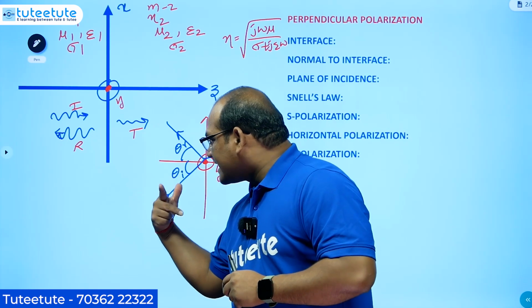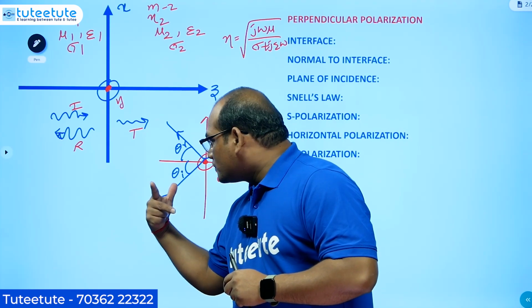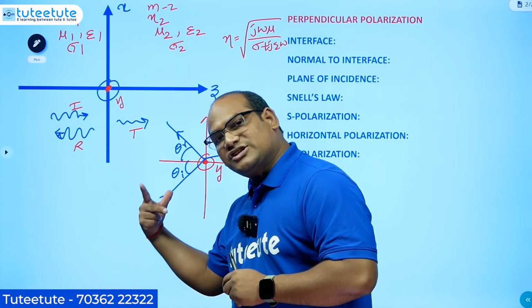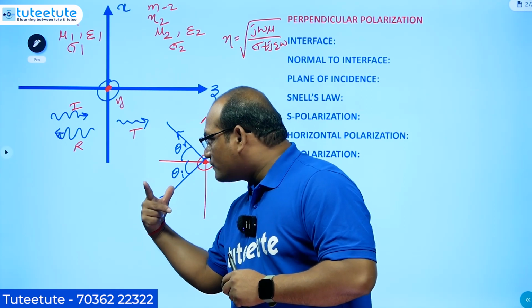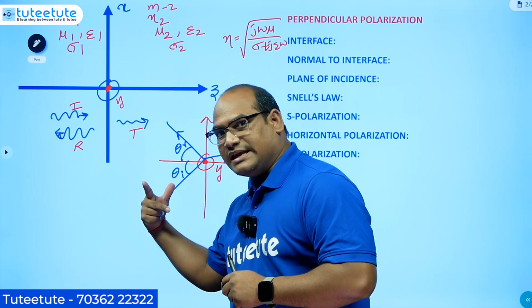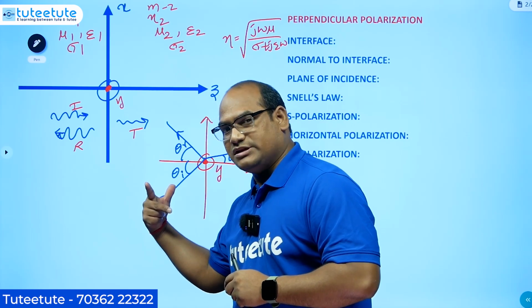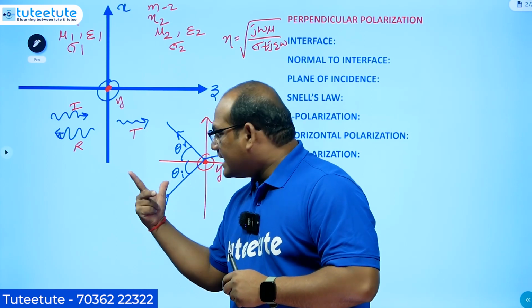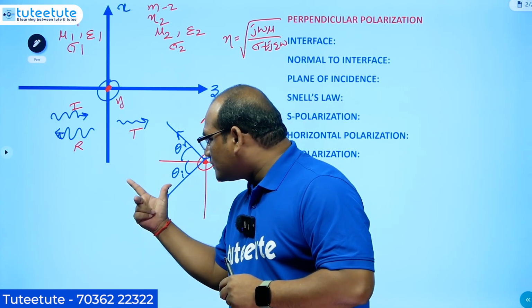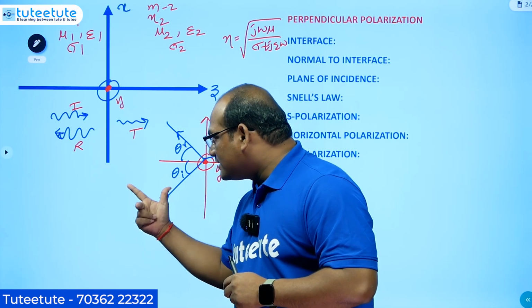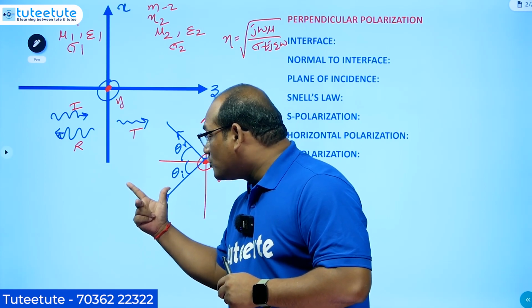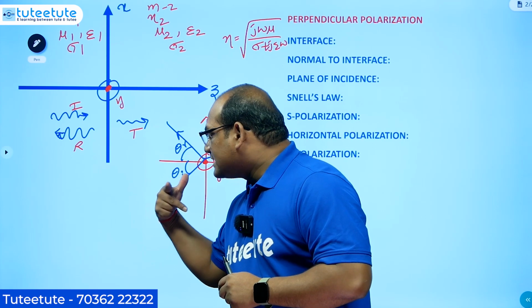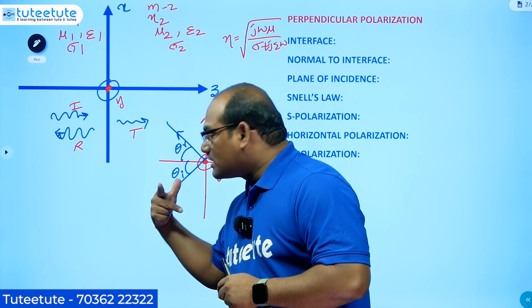Instead of this one, you can take it like this also. Now you can see the thumb is in the direction of propagation only, and this forefinger is perpendicular to the screen. That's why it is called perpendicular polarization. What about this one? Here, why are we studying only parallel polarization, where the electric field is parallel to the screen, and only perpendicular polarization, where the electric field is perpendicular to the screen?